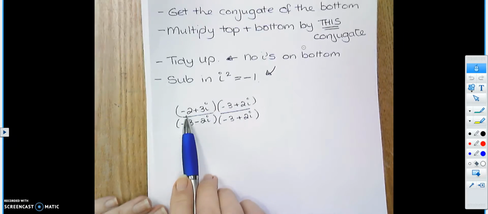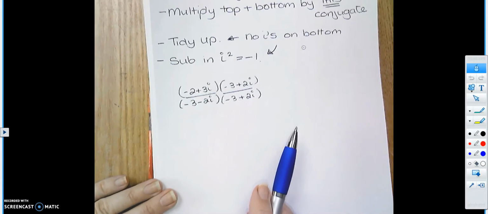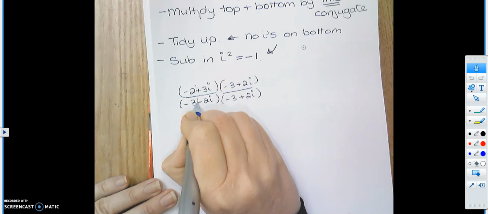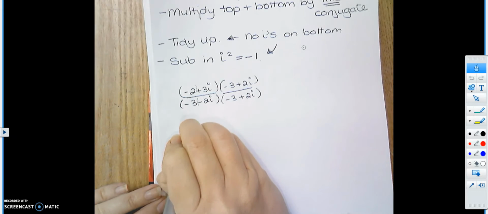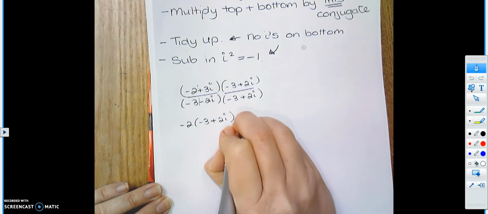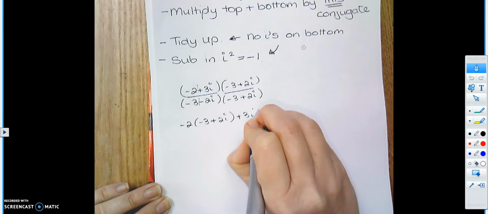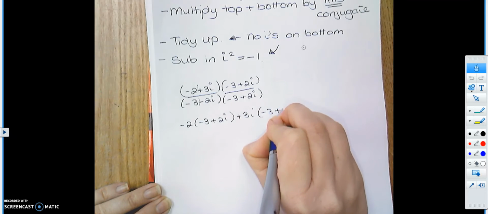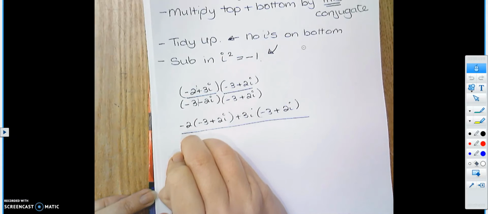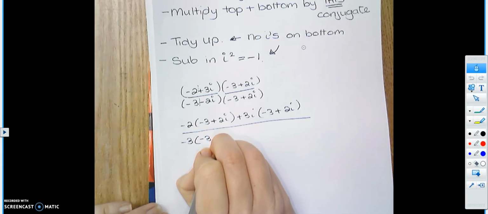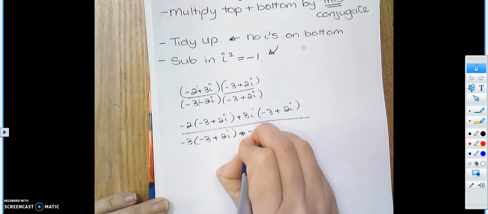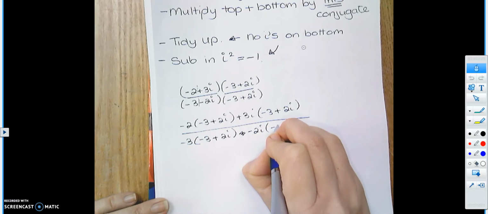Okay, so now I have 2 brackets on the top, 2 brackets on the bottom. So how I multiply them out is by splitting your brackets. So my top line will become -2, your bracket, plus 3i, your second bracket. Bottom line is -3, second bracket, plus -2i, second bracket.